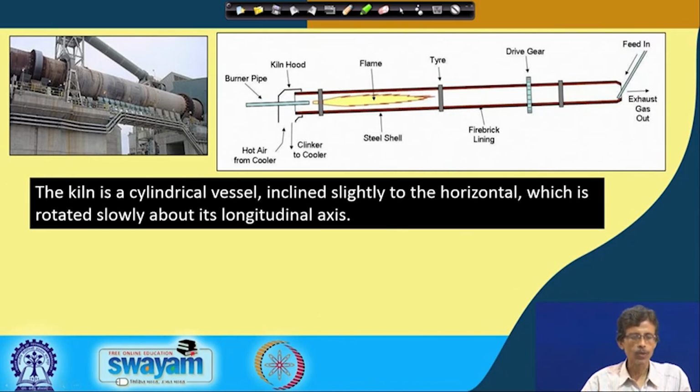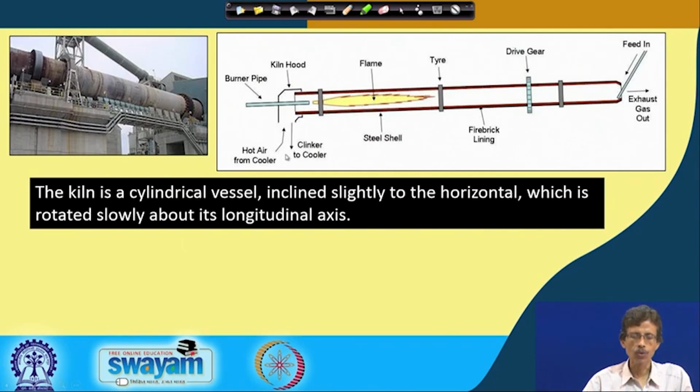Then these are the rotating parts, that means the drive gears. These sets of gears are there to rotate it. Then the different tires, which are basically the fixing points, and another fixing point you can have. At one end you have the clean hood, and then the burner pipe, which gives the temperature for the flame. So basically we are directly using the flame inside the kiln.